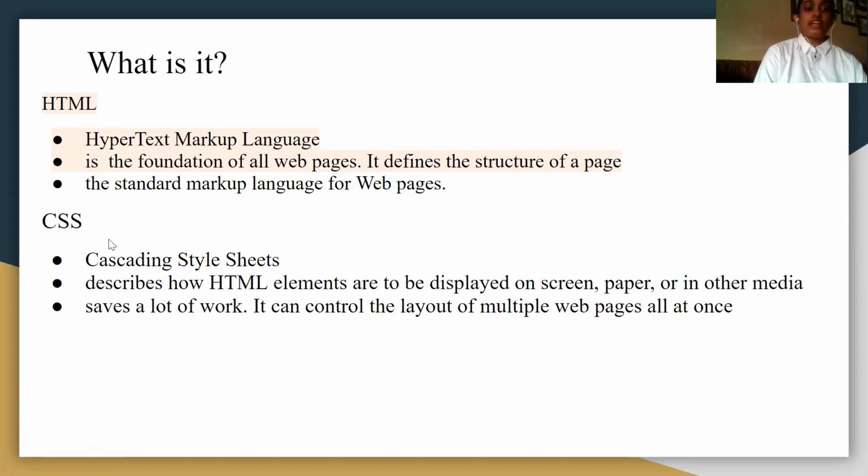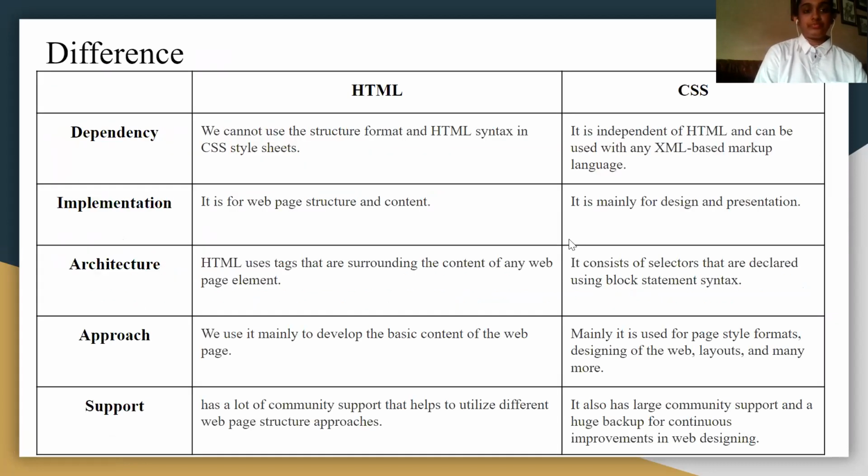CSS, or Cascading Style Sheets. It describes how HTML elements are to be displayed on screen, paper, or in other media. It saves a lot of work as it can control the layout of multiple web pages all at once. This is the difference between HTML and CSS.